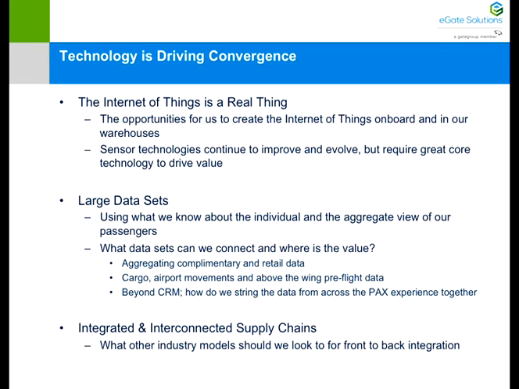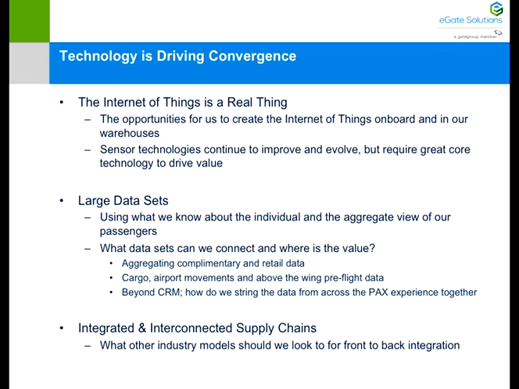The issue, of course, is that all of these sensors and endpoints require really great core technology. So there's no point in being able to attach RFID tags or sensors to things to understand where they are if you don't have the technology that actually enables you to know where they are. Sort of a weird catch-22.